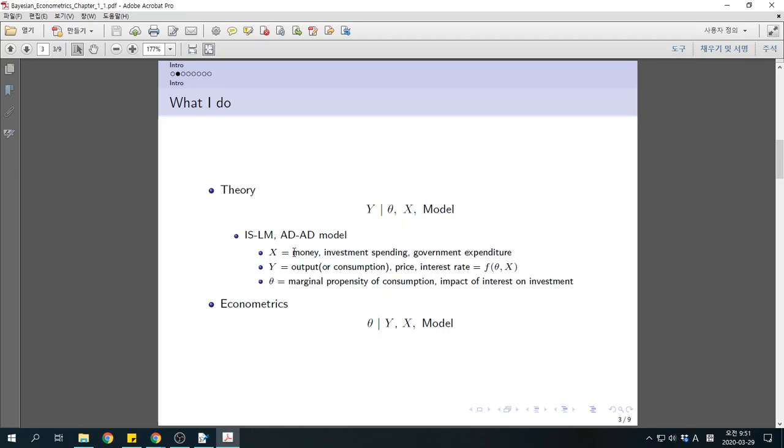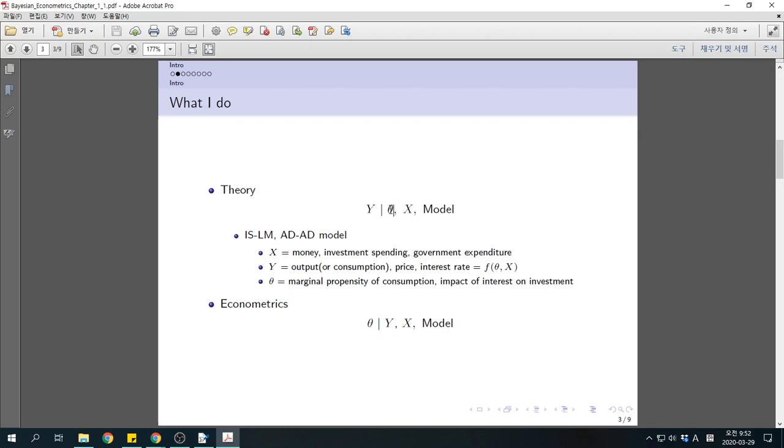So this is the model. And then the job of the theorist is to calculate or derive the endogenous variables from the exogenous variables. This is the job of the theorists. So here again, in the information of the theorist, they know the true values for the parameters and exogenous variables.